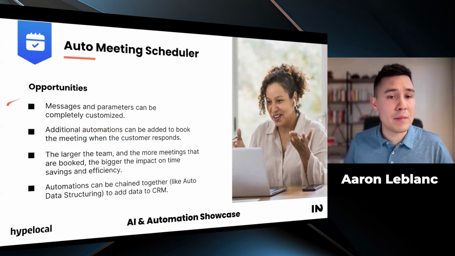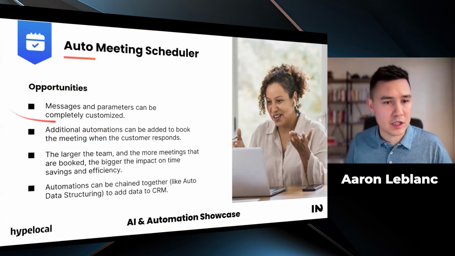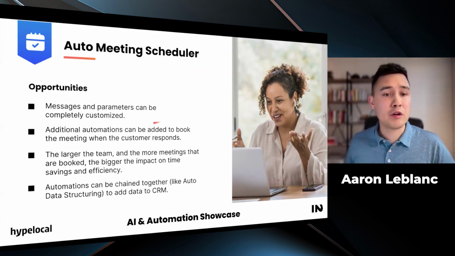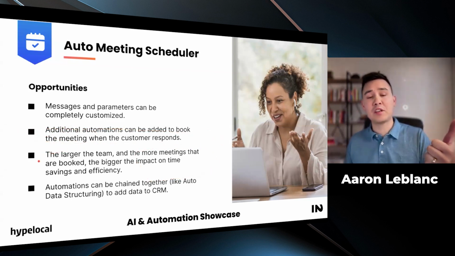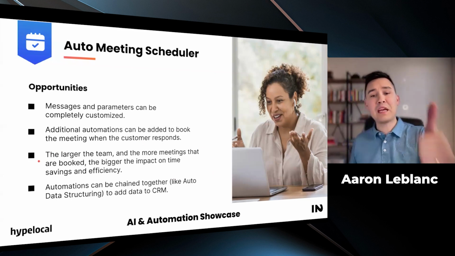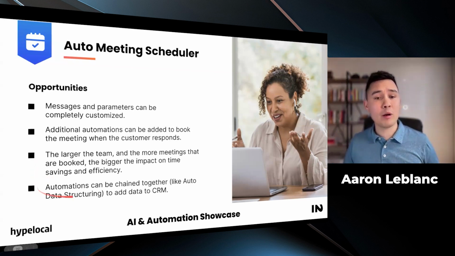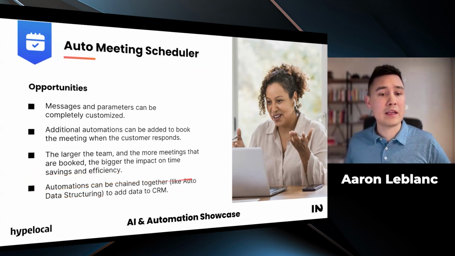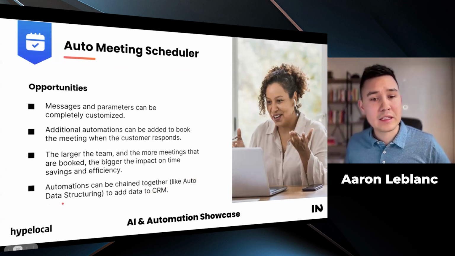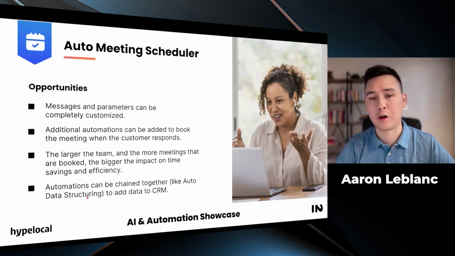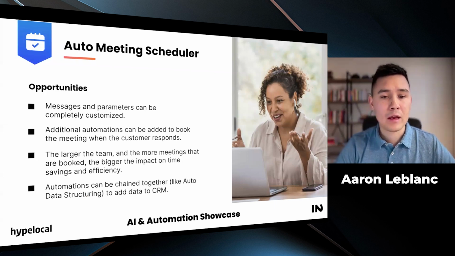Second thing is all those messages that you saw can be customized completely based on your company, your branding, your messaging. You can add additional automations, like I mentioned, to book the meeting. For a larger team, the more meetings that are booked on a daily basis, the bigger the impact on time savings and efficiency. And lastly, automation can be chained together, like with the data structuring, to automatically add the data to the CRM or add them to a nurture or upsell campaign.